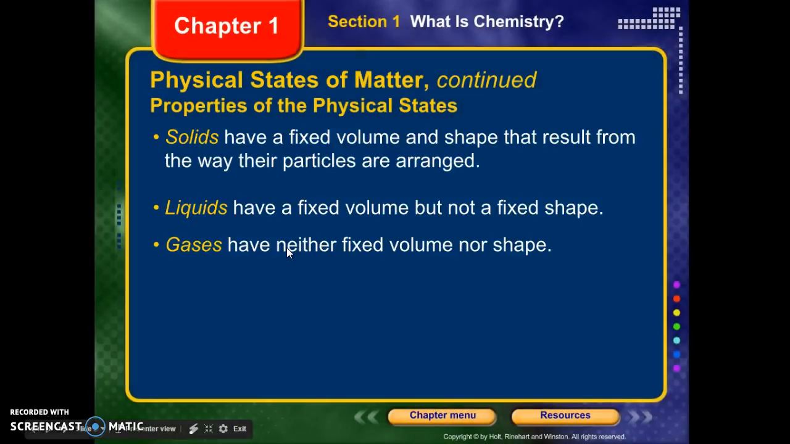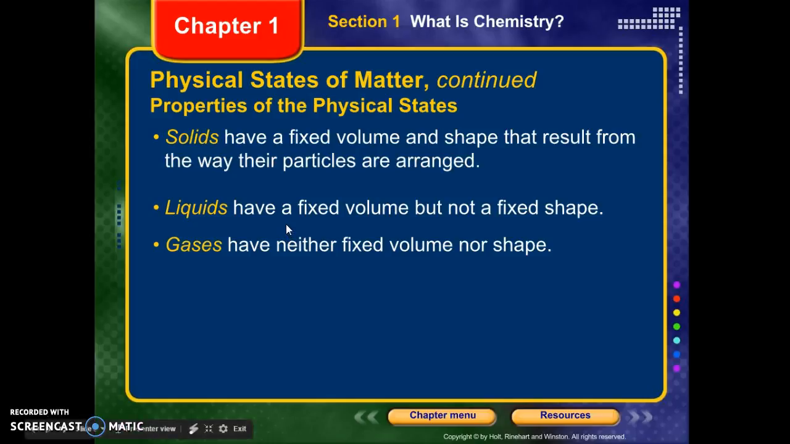Okay, what's the difference between a solid, liquid, and a gas? Okay, solids have fixed volumes. Think of it as a cube. You could put it in a glass and it would not take the shape of the glass. And the shape that results from the way the particles are arranged pretty much stays the same because the particles don't move past each other.